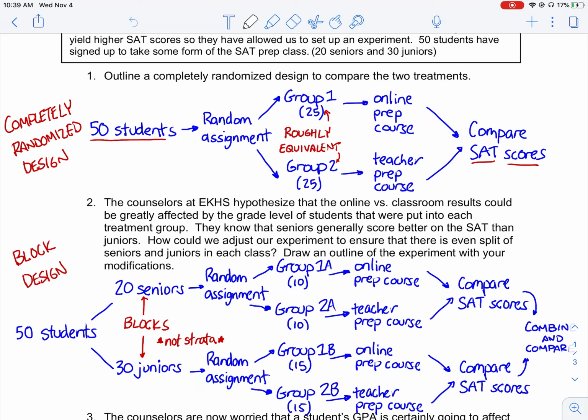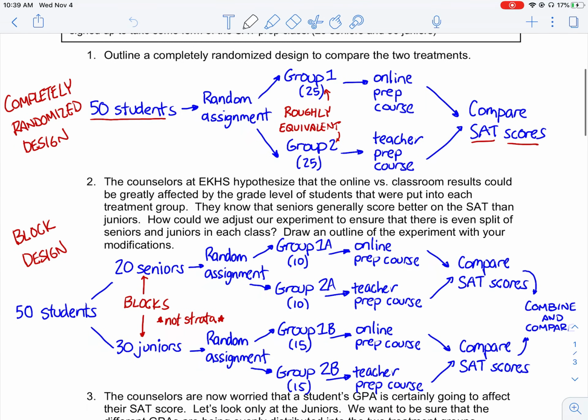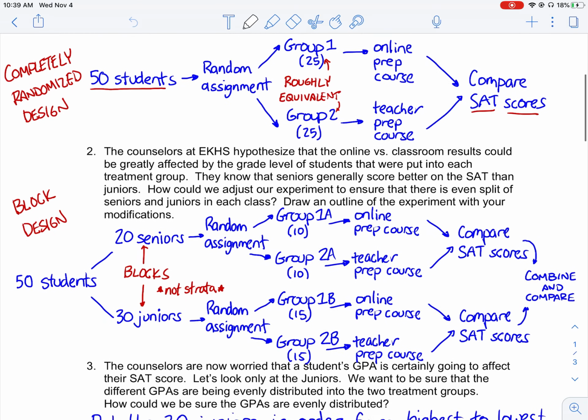Number two is just a complicated version of number one. The advantage of using number two is that you now have a better idea of how the seniors and juniors did on their SAT scores after the split. Does that make sense? So again, now we learn two things: we have a completely randomized design and a block design. And then we're going to learn one more in number three.